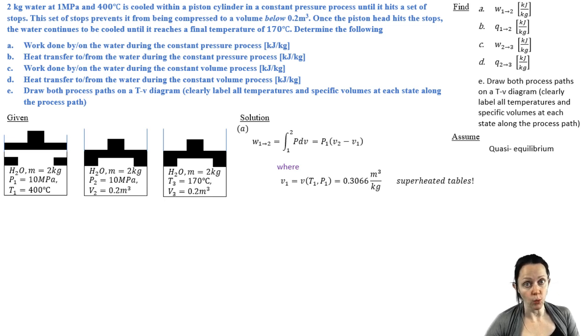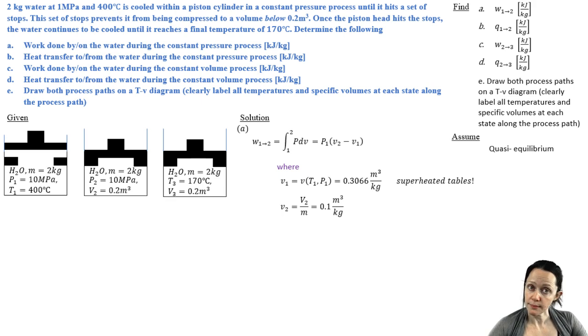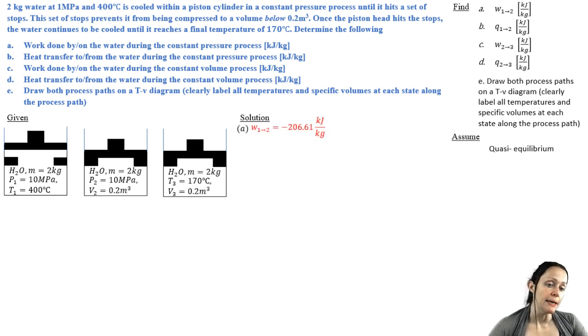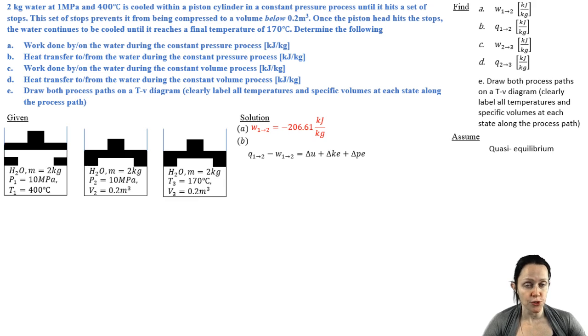So at P1 and T1, I can look at my thermodynamic tables and verify, yes, I'm superheated, go to the superheated tables, pull off that V1 value, and then move on to V2. V2 is really easy because I'm given a volume and a mass, and so I can directly calculate the specific volume. And I can plug and chug and get a final work from 1 to 2 of negative 206.61 kilojoules per kilogram. Part B is asking for me to find the heat transfer, and so I'm going to apply the first law for a closed system.